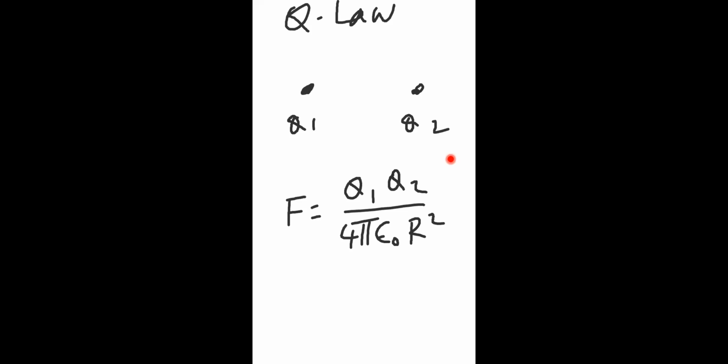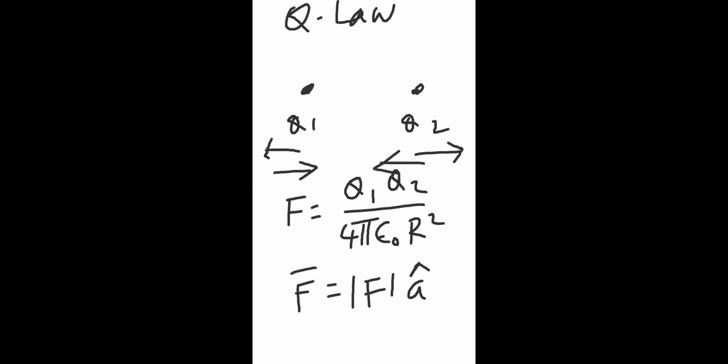Then again, the force will have some direction. As a vector, it is the magnitude of the force times a unit vector in the direction of the force. In this case, the direction may be like this or like this, or it may go inward. It all depends on the value of the charges. If both are plus, it will go outside. If both are minus, still it will go outside. If one is plus and the other is minus, then they will come inside.